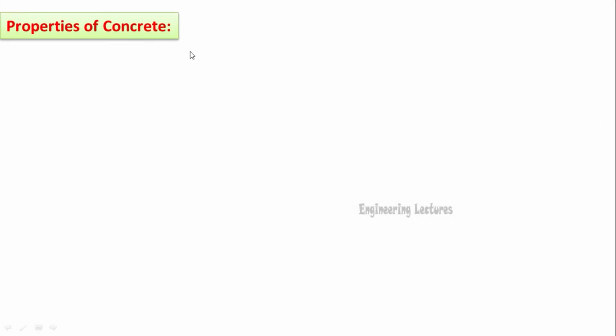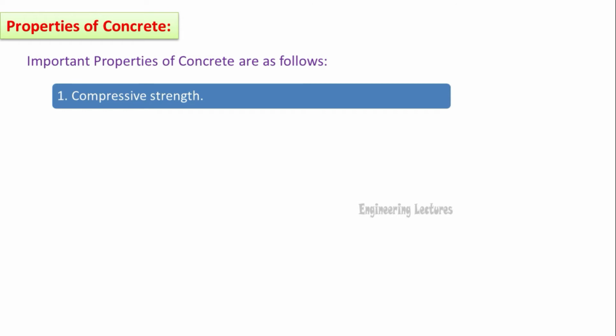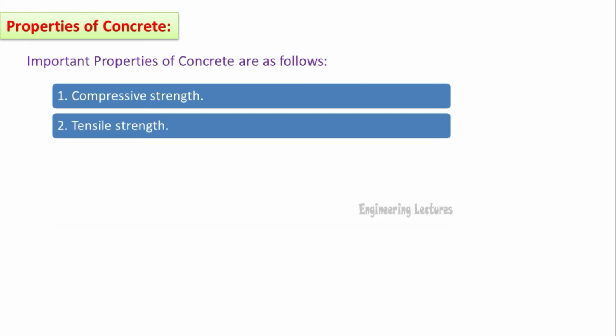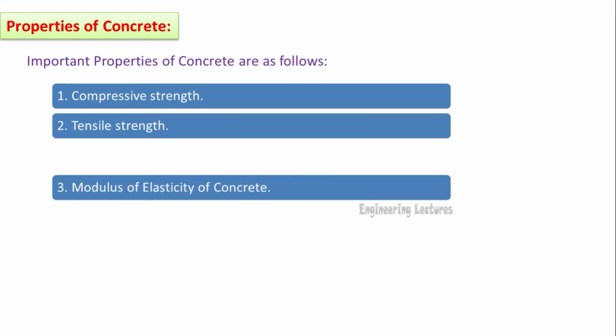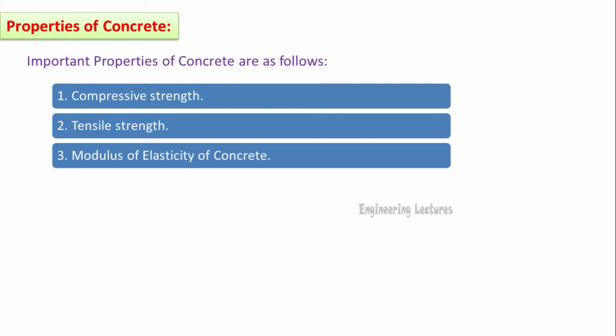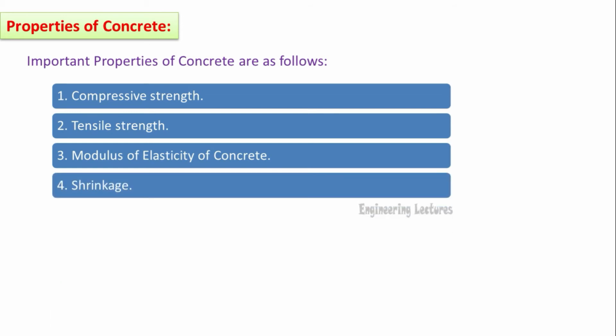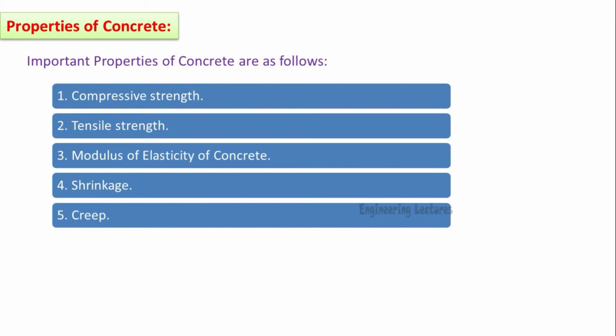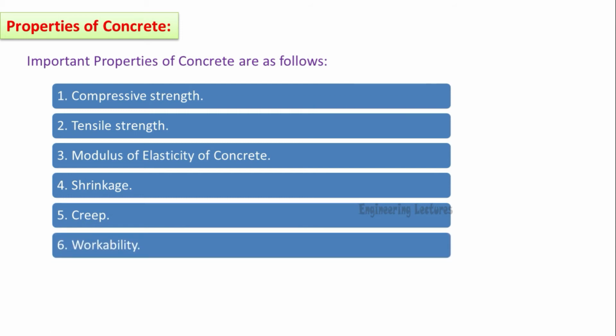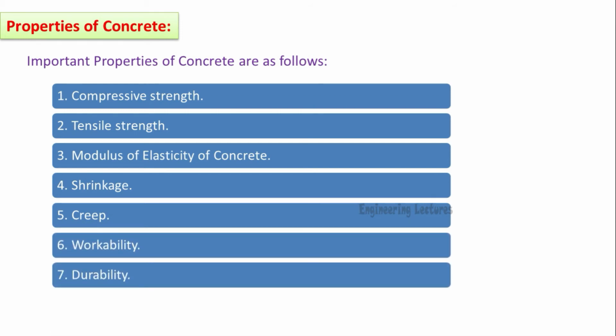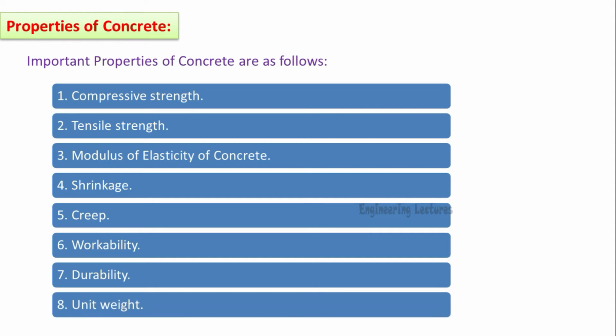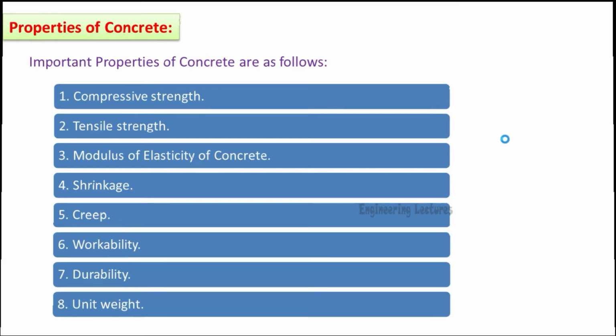Now let's see the properties of concrete. The important properties of concrete are as follows. First one is compressive strength, second is tensile strength, third is modulus of elasticity of concrete, fourth is shrinkage, fifth is creep, sixth is workability, seventh is durability, and eighth is unit weight. These are the important properties of concrete which we need to know.